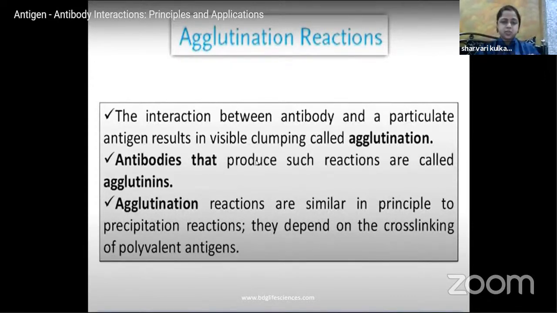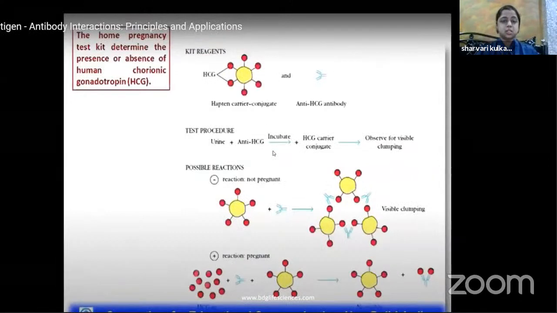In the precipitation reaction, we have seen it results in the precipitate. Here it results in visible clumping. This clumping reaction is known as agglutination. Antibodies that produce such reactions, we are going to call agglutinins. It is the same principle as the precipitation reaction. They also depend on the cross-linking of polyvalent antigens.